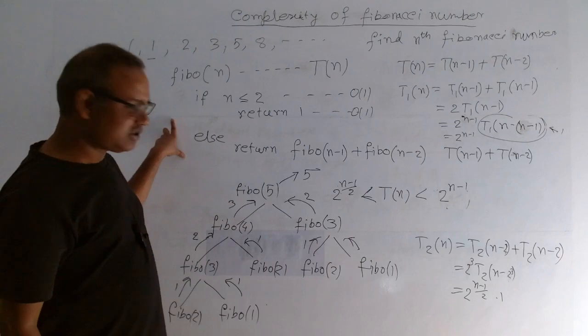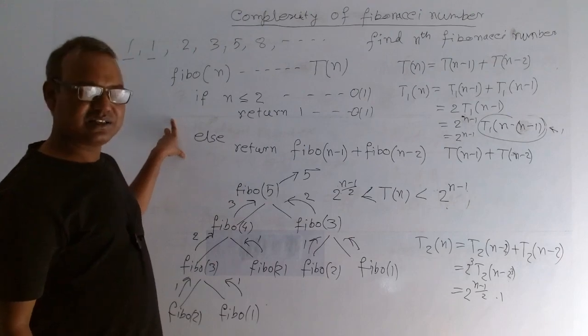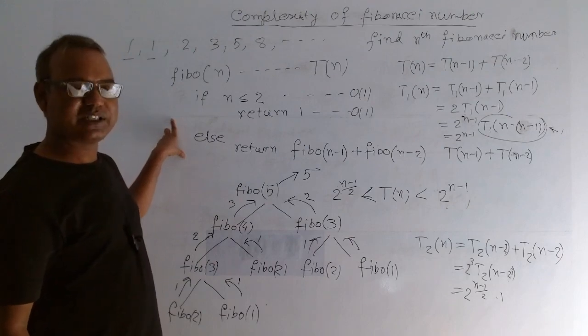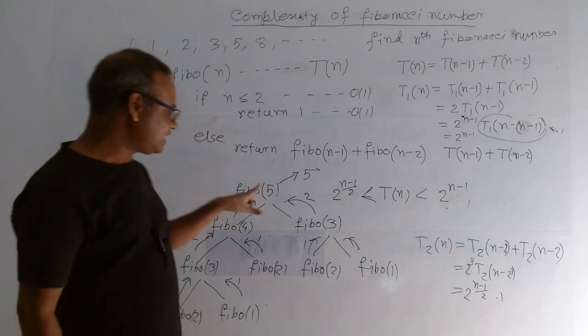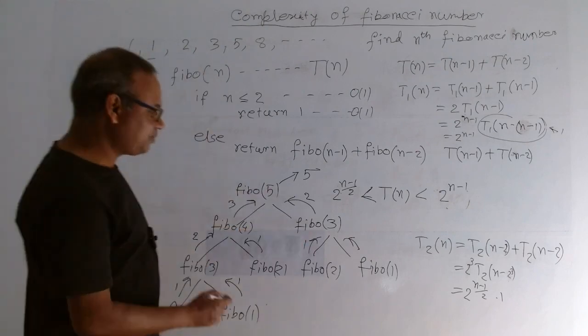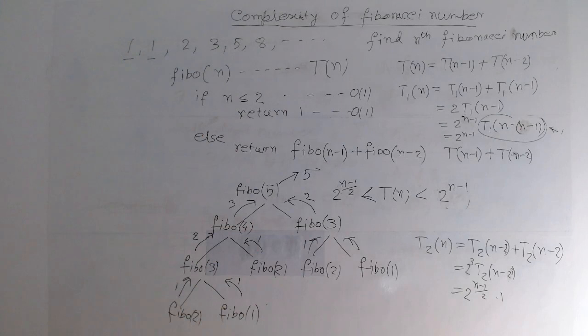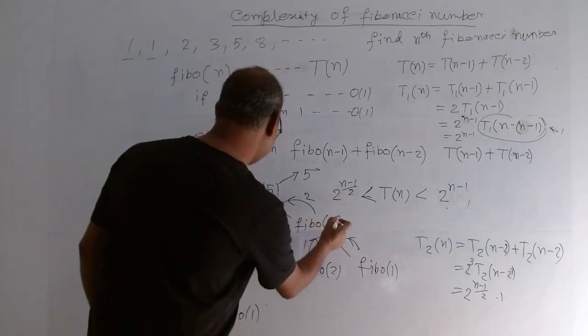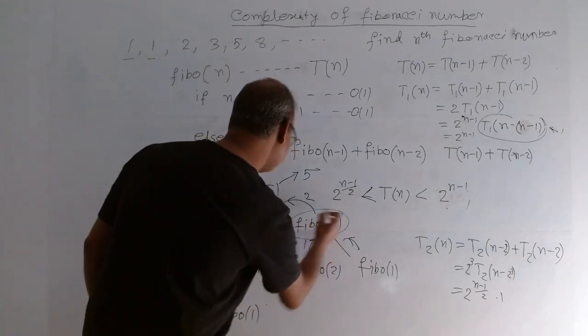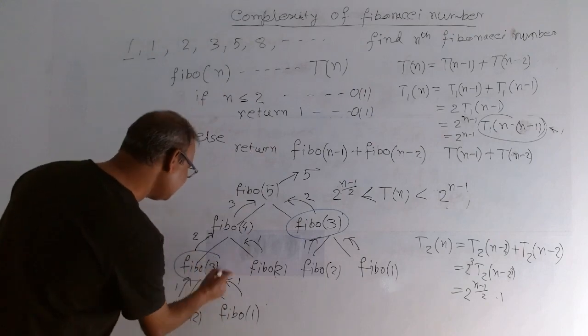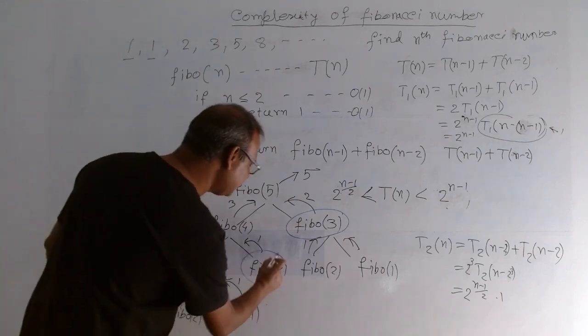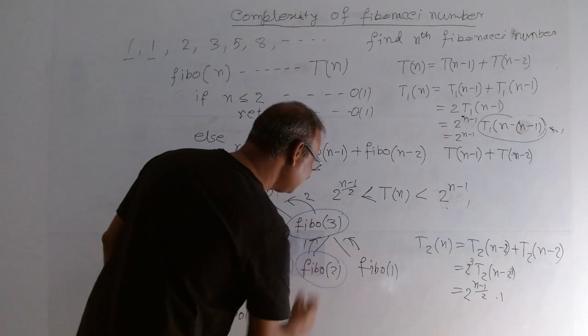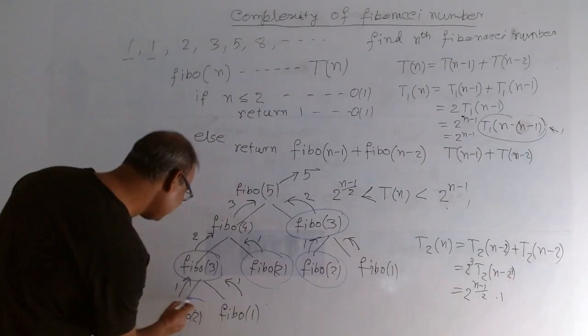But what's wrong in this recursive version? Why does it take so much time? You can check in this tree. We are computing this part, Fibonacci 3, twice. We are computing this part, and this part.